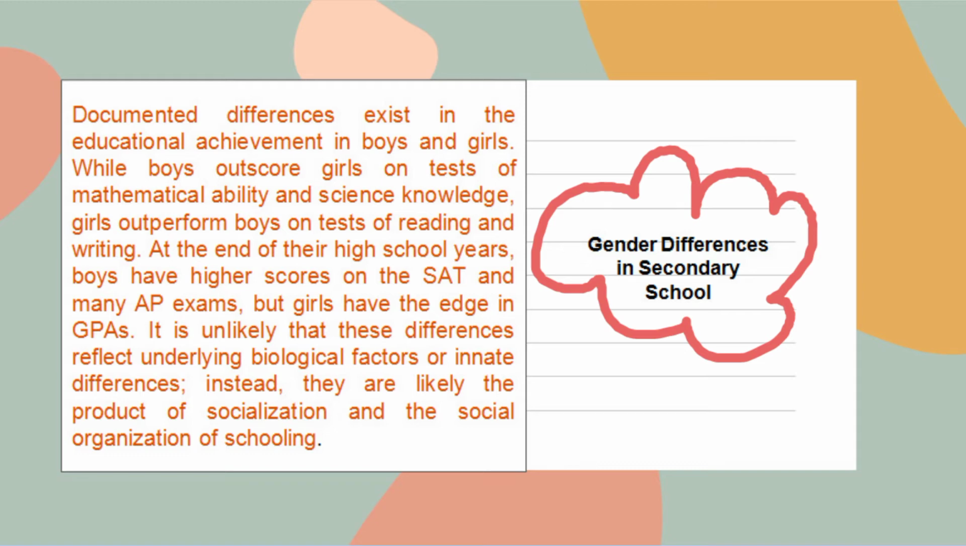Instead, they are likely the product of socialization and the social organization of schooling. For some adolescents who don't fit in, in many cases because of their gender or sexual expression, bullying is part of the school experience. Bullying is the use of force, threat, or coercion to intimidate or dominate others. It can be verbal, physical, emotional, or cyber.